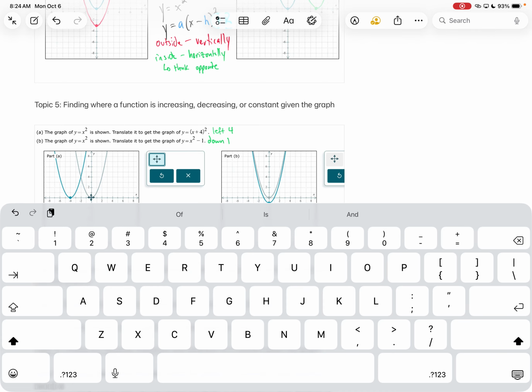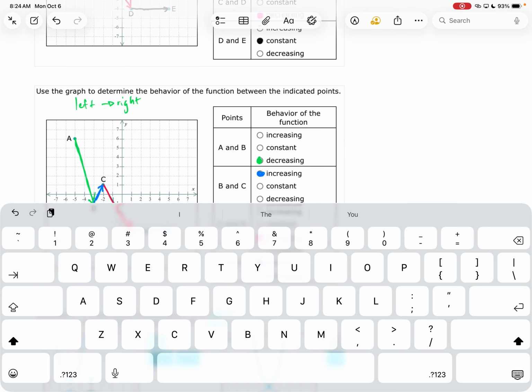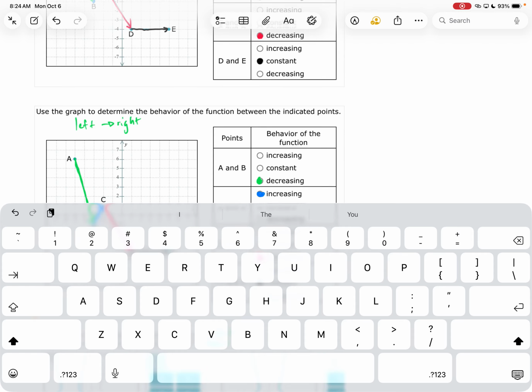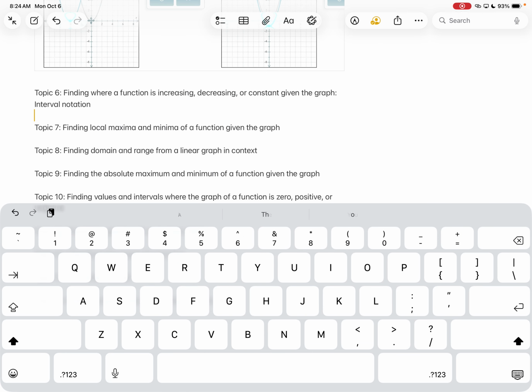Oh, I accidentally put that one in the wrong spot. Okay, I'll fix that later.